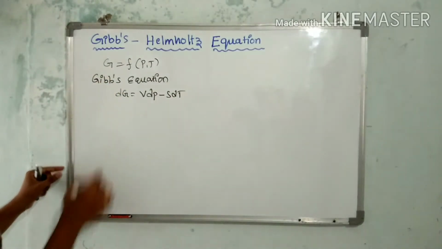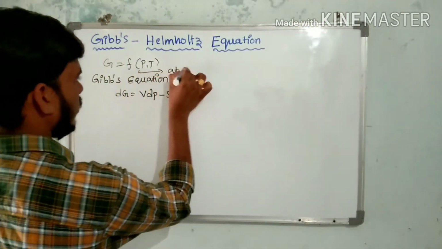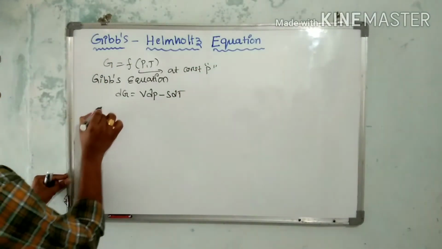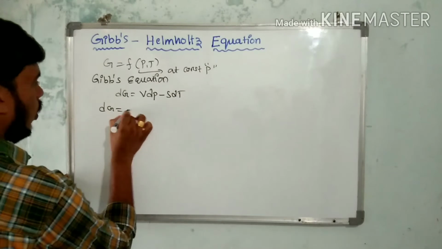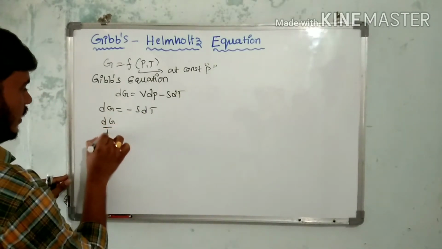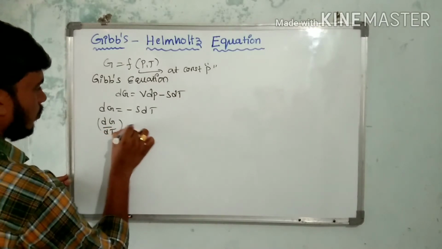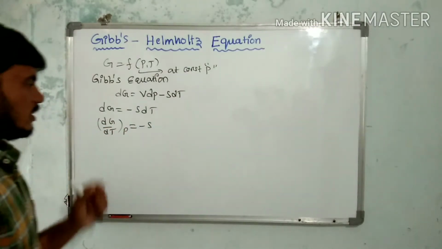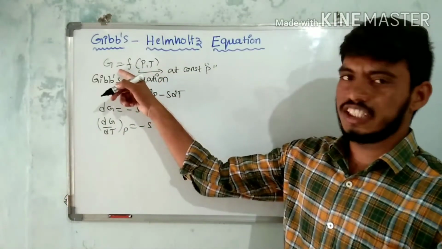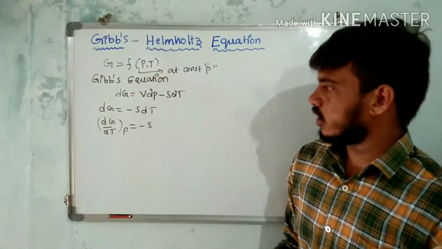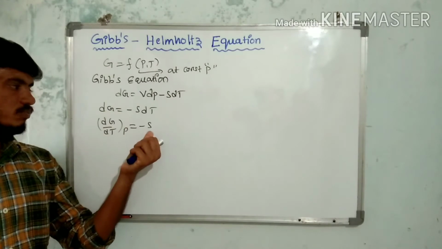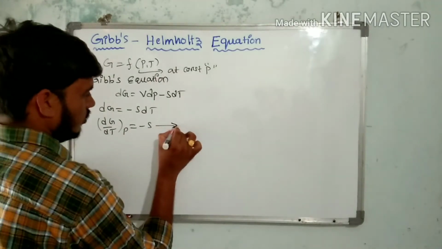In this equation, what happens at constant pressure? At constant pressure, the equation dG is equal to minus SdT. So dG by dT at constant pressure is equal to minus S. This gives G as a function of pressure and temperature. This is equation 1.